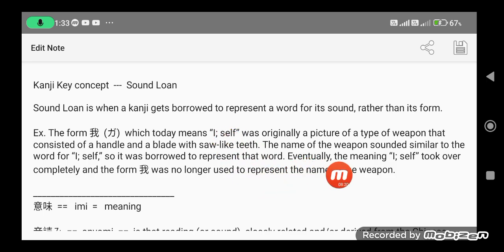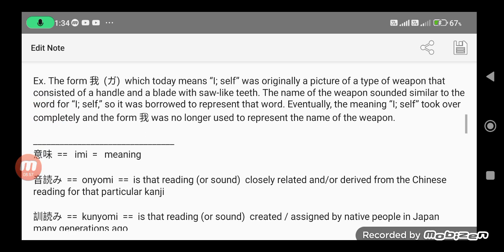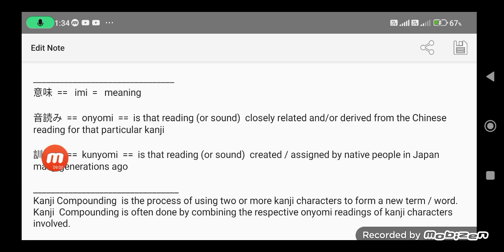Eventually, through time, the meaning I or self took over for the character, and that form was no longer used to represent the name of the weapon we mentioned here, but rather to mean I or self. So imi is meaning.